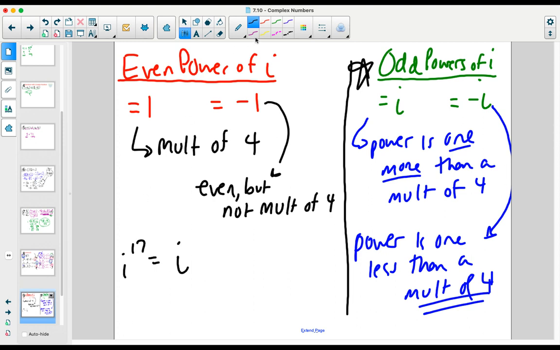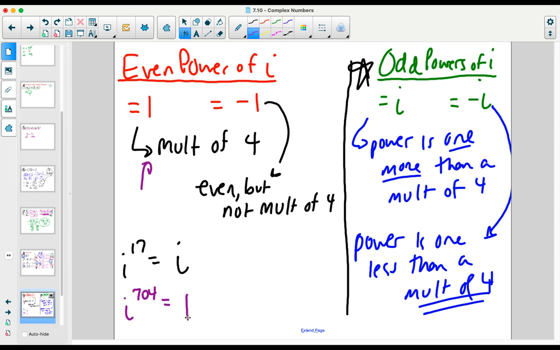Looking at another one, let's try i to the 704th power. You want no part of having to write all of that out. So you check to see if 704 is divisible by 4. Well, 700 is divisible by 4. Therefore, 704 would be divisible by 4. Therefore, 704 is a multiple of 4. And i to the 704th has a value of 1.